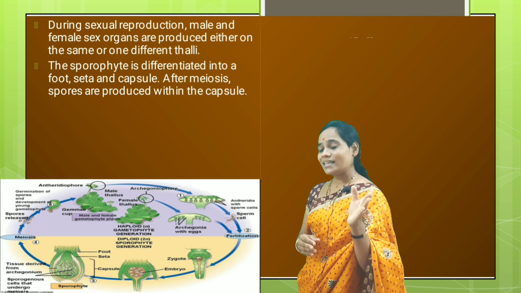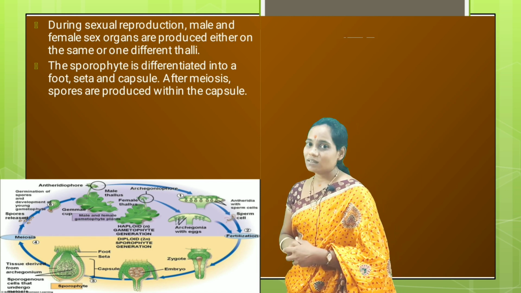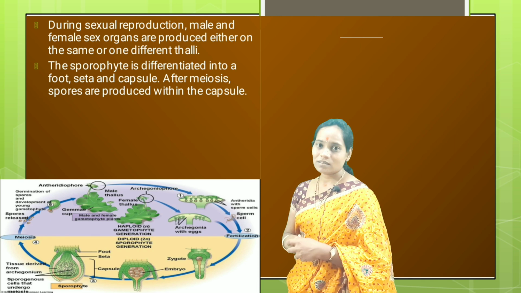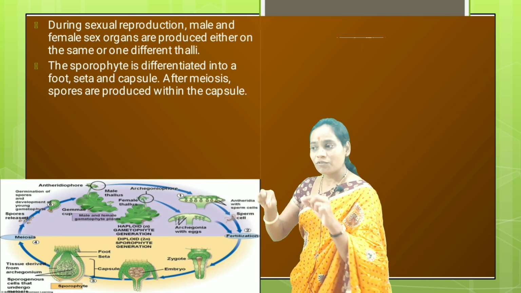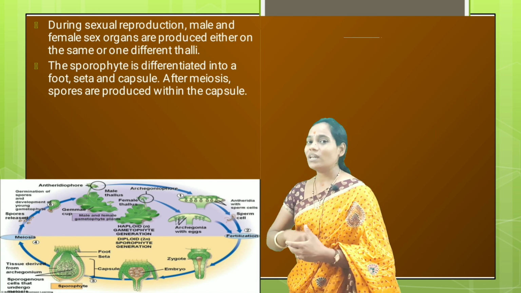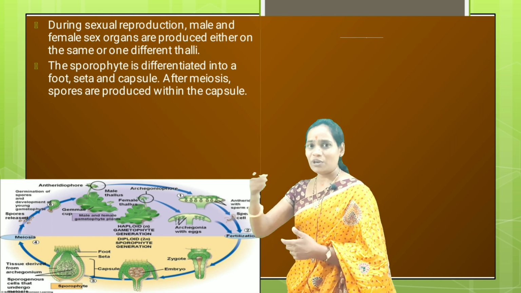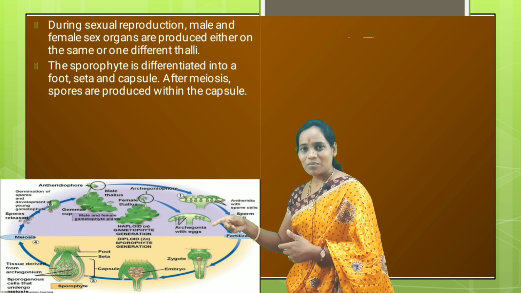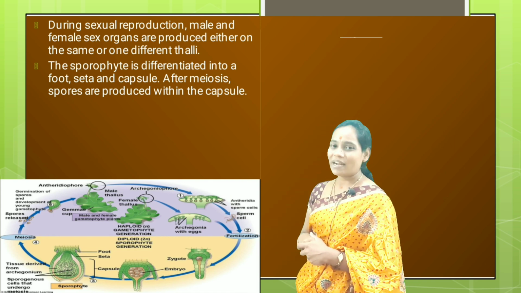As usual, the gametophytic plant body will have the sex organs, will again produce the gametes, which fuse to form the zygote. The zygote will develop into the sporophytic plant body, which will produce the spores. They will germinate and again produce the gametophytic plant body.